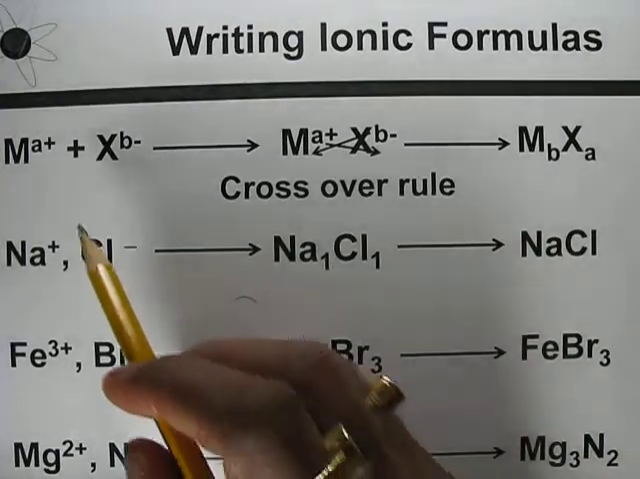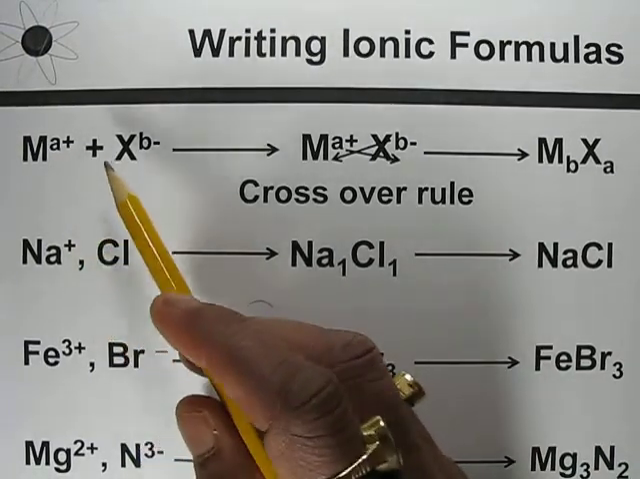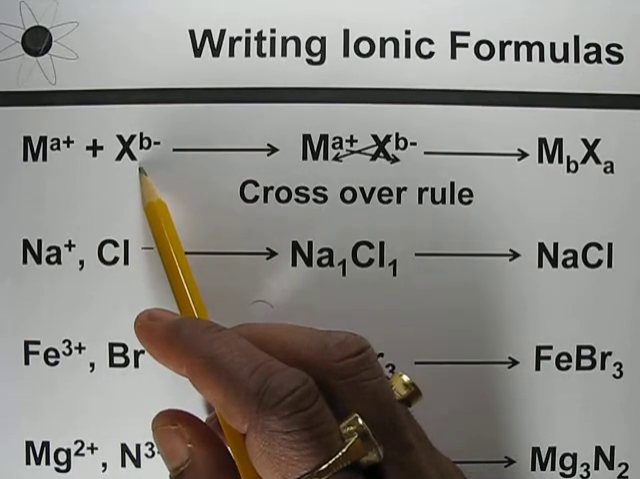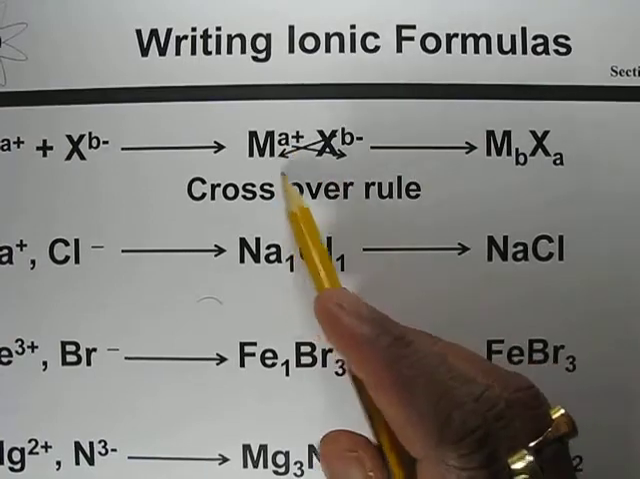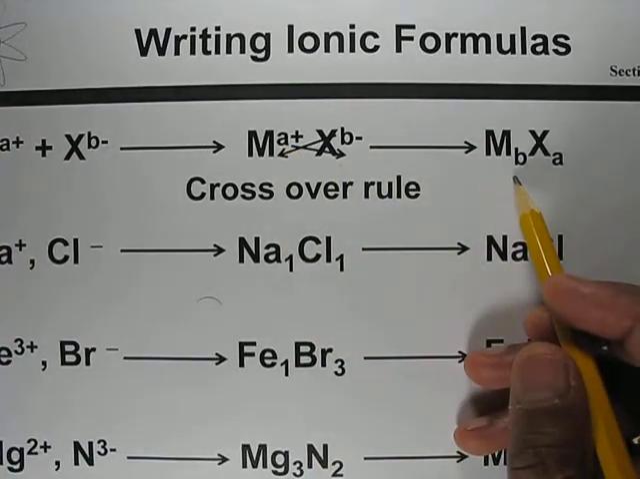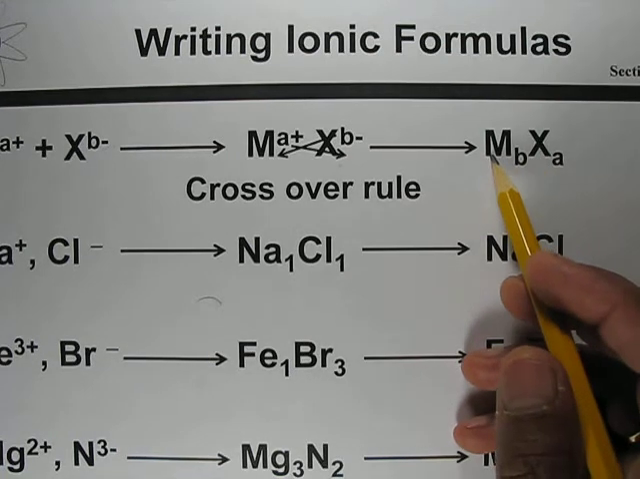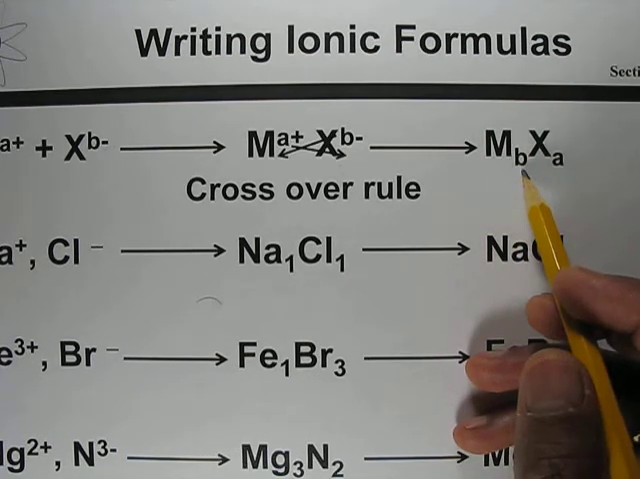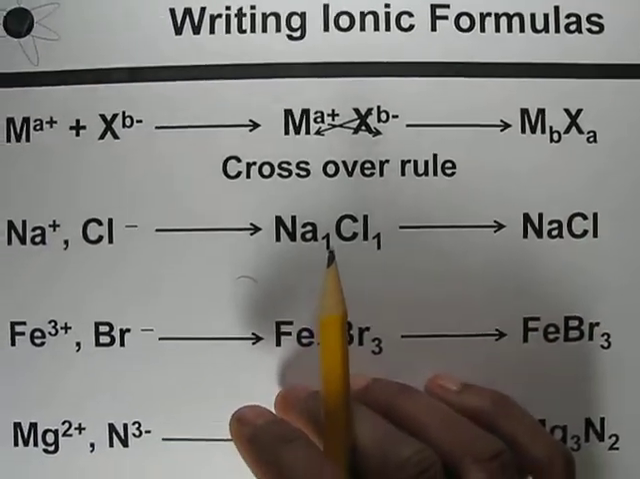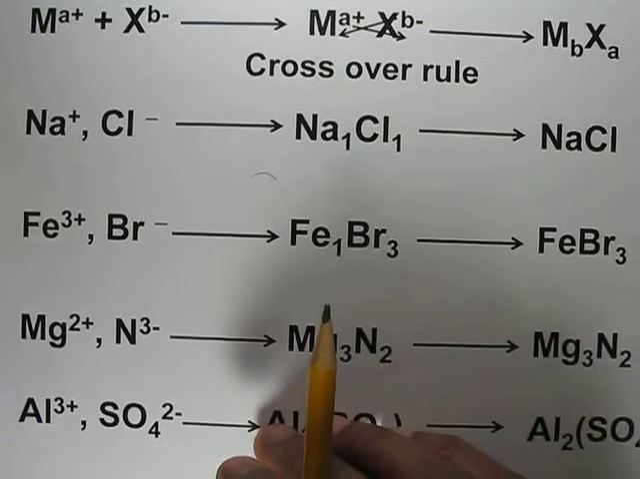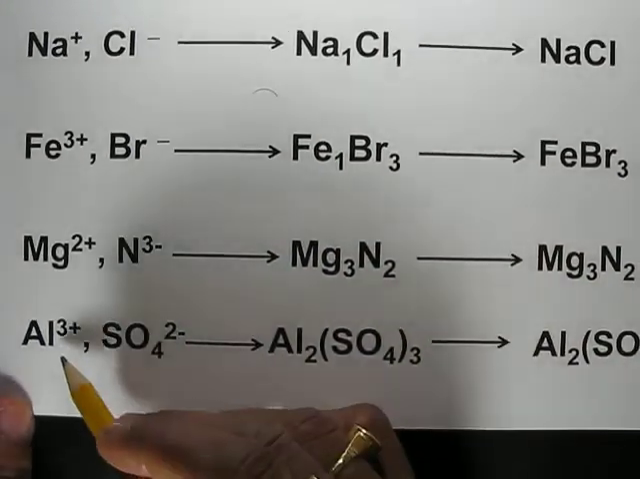If we have any charge on the cation like A plus and on the anion like B minus, then we have to cross over to each other to make a subscript. So this will be like a formula for writing the ionic formula: small m, capital M, small b as a subscript, and capital X, small a. So here these are the same examples. This is the unique one, the last one.